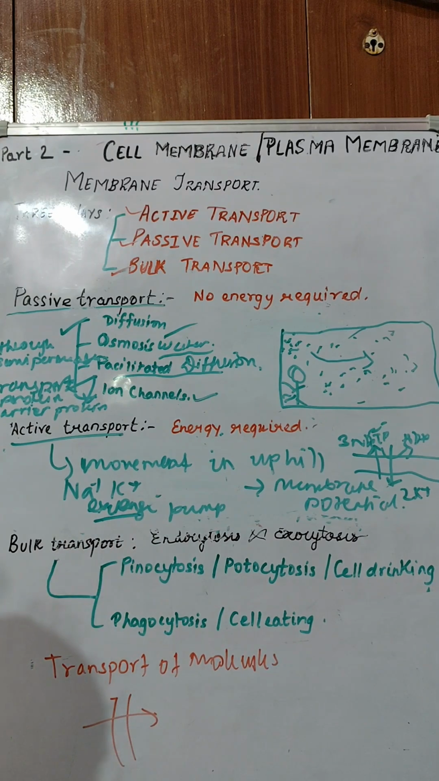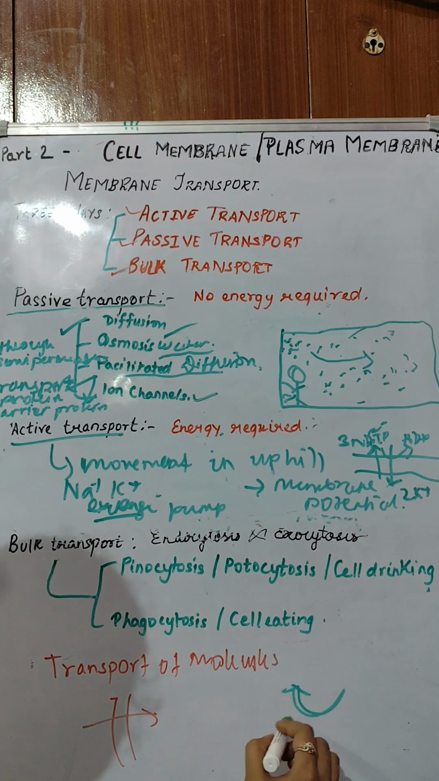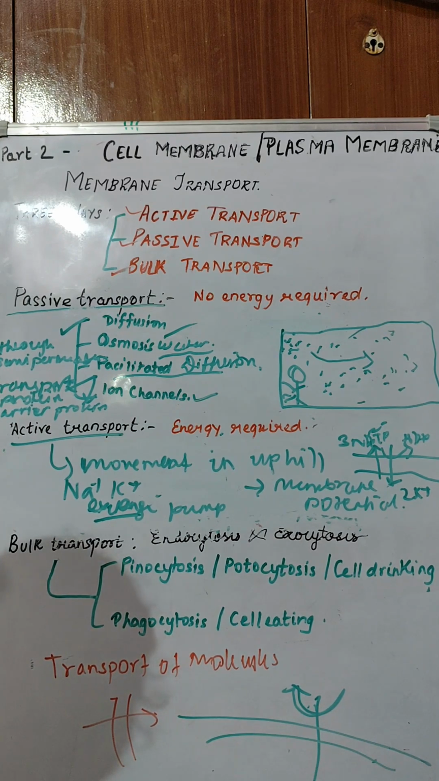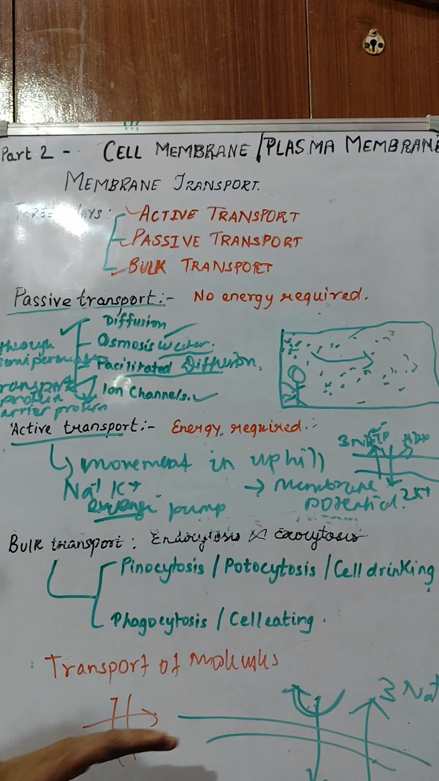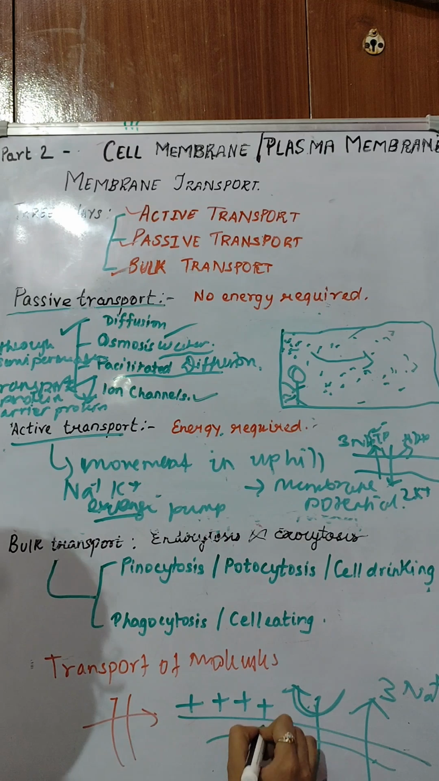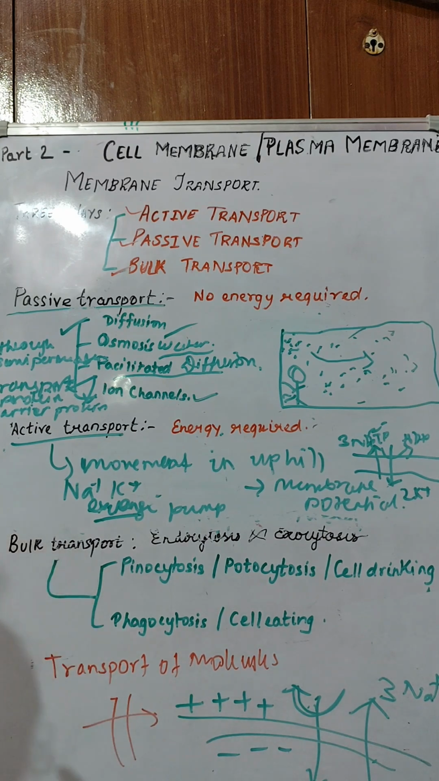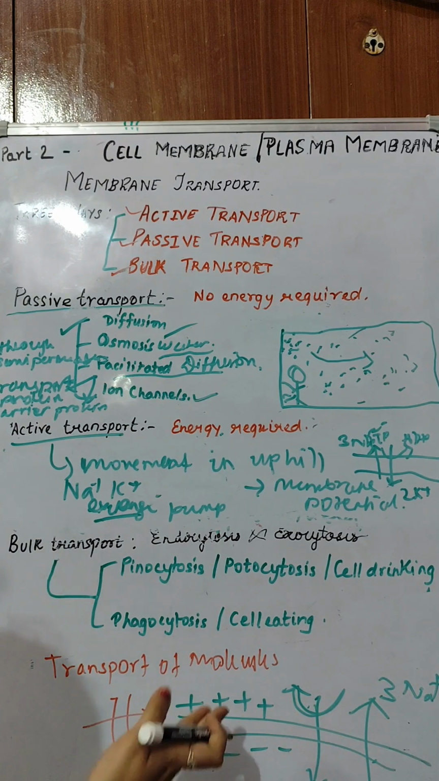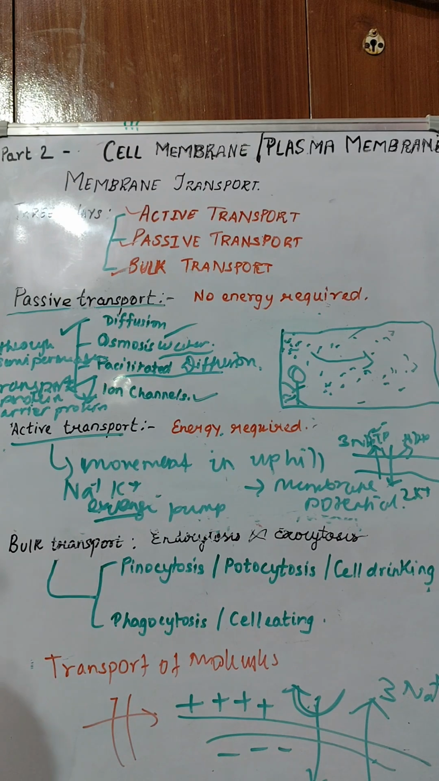So the pump will make the movement only when the ATP is hydrolyzed. Once the ATP is hydrolyzed and energy is released, this energy is utilized for transfer of 2 K plus ions inside the cell and 3 sodium outside the cell. This will create a difference between the charges. There will be more positive charge outside the cell and more negative charge inside the cell, and this will cause the polarization of the cell membrane.